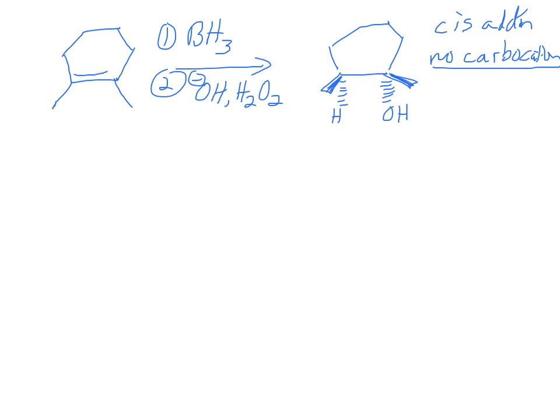Okay, so now let's go through the actual mechanism. But I'm going to change my starting material a little bit. I'm going to make my starting material an unsymmetrical alkene. All right, so first thing we do, number the carbons.